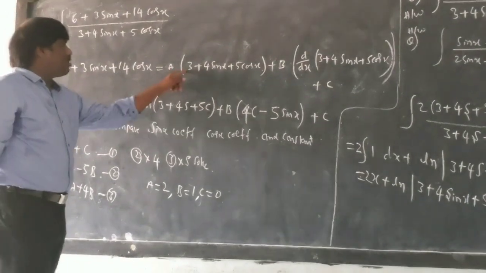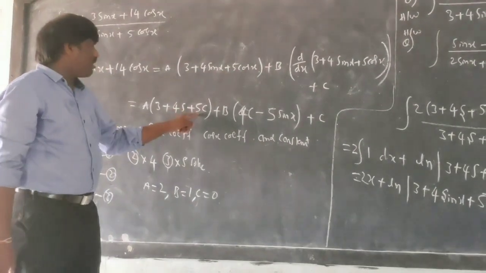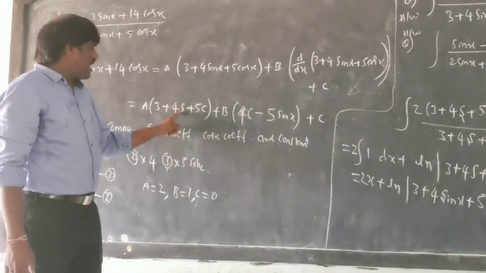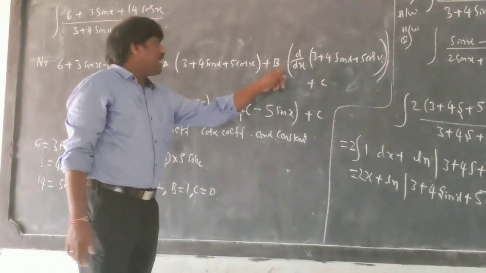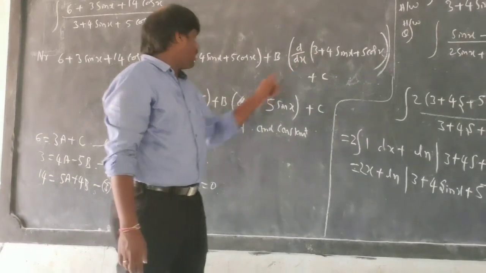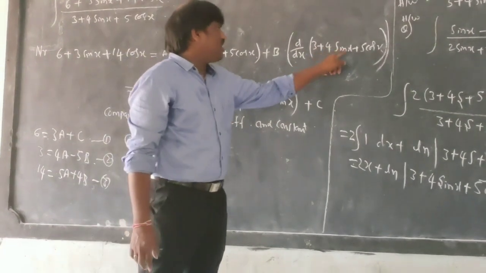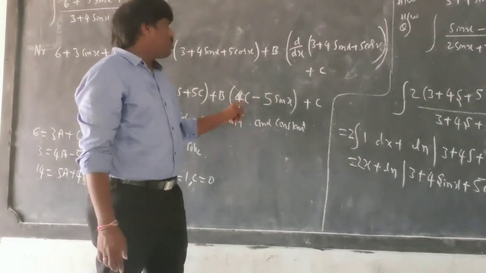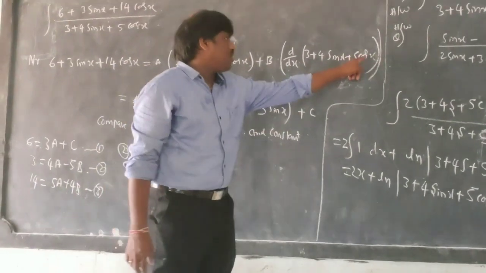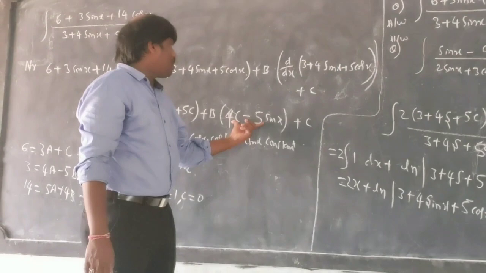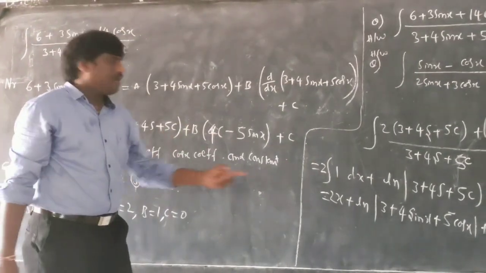So a into the denominator, where sin x I wrote as s and cos x I wrote as c, plus b into the differentiation of the denominator: differentiation of 3 will be 0, differentiation of sin x will be cos x, so 4 cos x, and for 5 cos x the differentiation is minus sin x, so I did the differentiation of this, plus c.